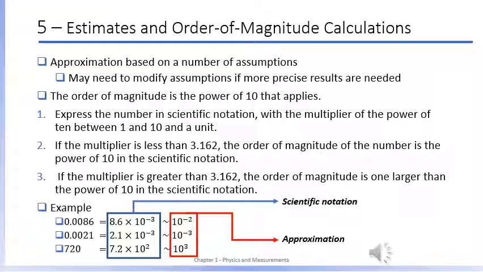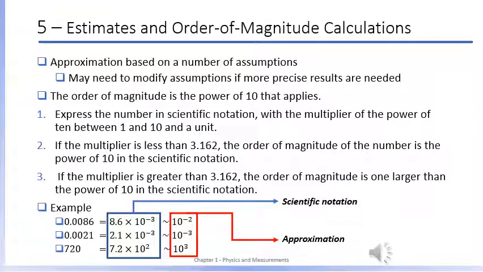So the number 8.6 times 10 negative 3. 8.6 is greater than 3.1. So when we are doing our approximation, we will use 10 negative 2. So the order of magnitude is 1 larger than the power of 10. So 10 negative 2 is larger than 10 negative 3. So we write this approximation as 10 negative 2.